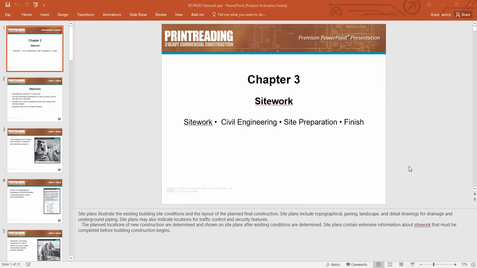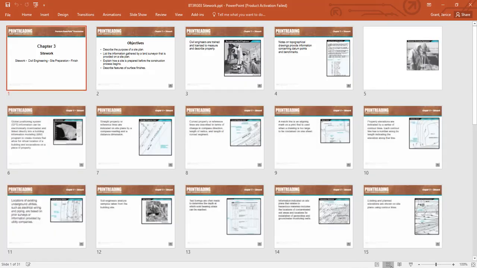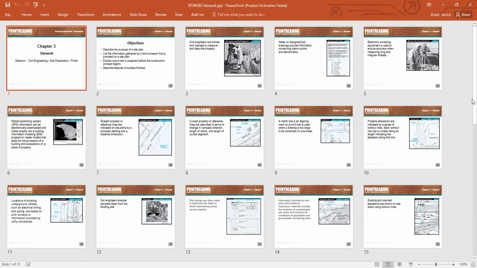When we talk about site work, there may be a lot of new terms that you're learning. So take a look at that chapter and look at the diagrams for some of the things that we're covering. I am going to post this PowerPoint that is kind of a review of the different slides and information that you would see in the book.